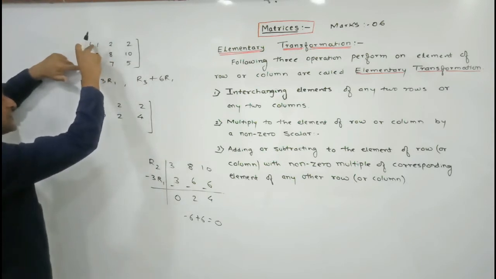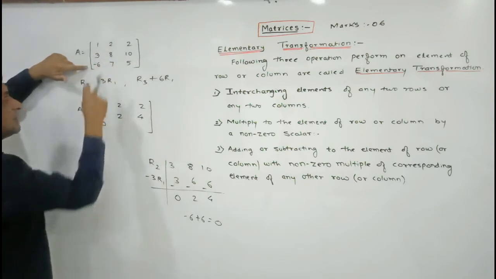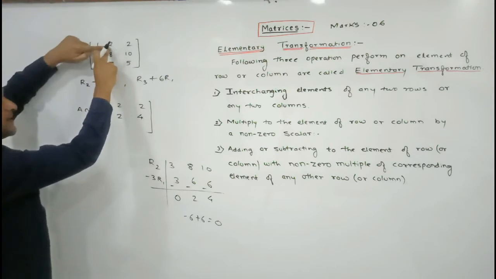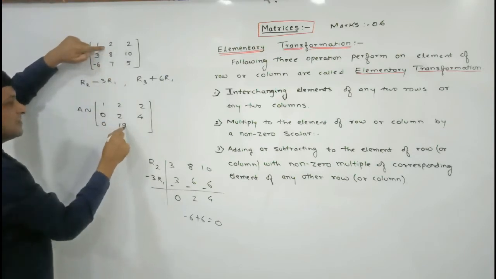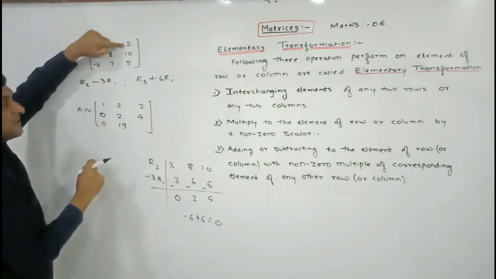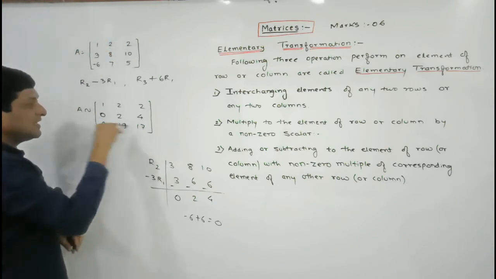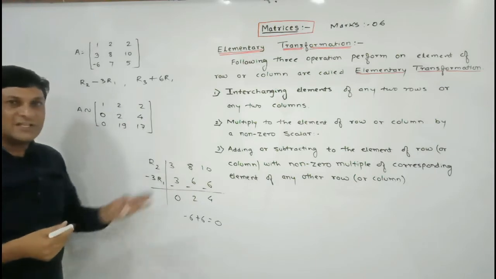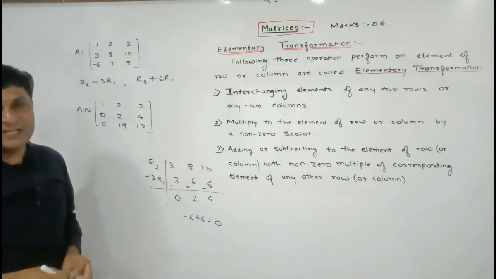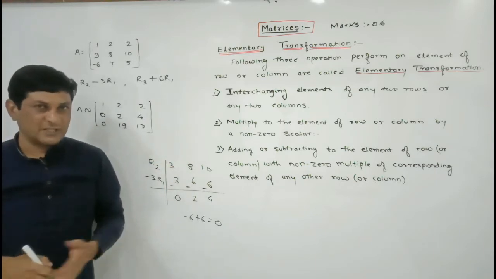6 into 1 is 6. 6 minus 6 is 0. Multiply by 6. 6 2s are 12. 12 plus 7 is 19. Multiply by 6. 6 2s are 12. 12 plus 5 is 17. In this way we have got the elements of R3, using this last elementary transformation operation, isn't it?